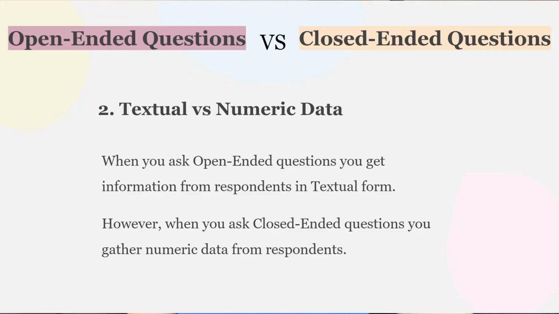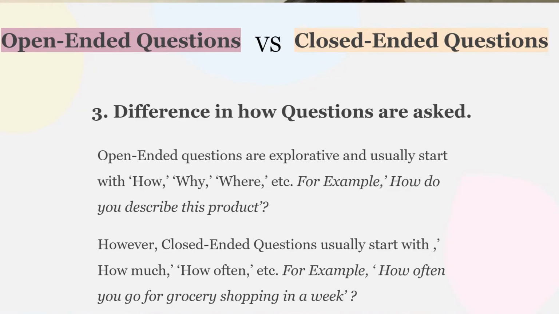So difference number 2 is the kind of data that you get, that is textual data versus numeric data. When you ask open-ended questions, you get information from respondents in textual form. However, when you ask closed-ended questions, you gather numeric data from respondents.